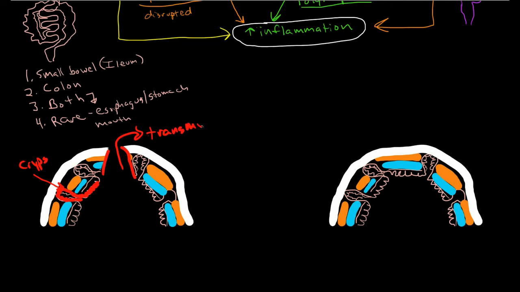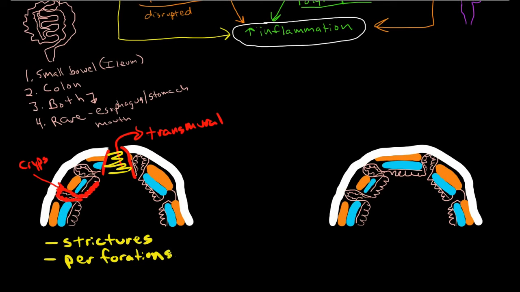Because of the way that it can be transmural, it can cause some very serious problems, including significant scar tissue and fibrosis forming through various layers of the colon, and this can lead to strictures. It can lead to perforations. And these things just don't occur often with ulcerative colitis.